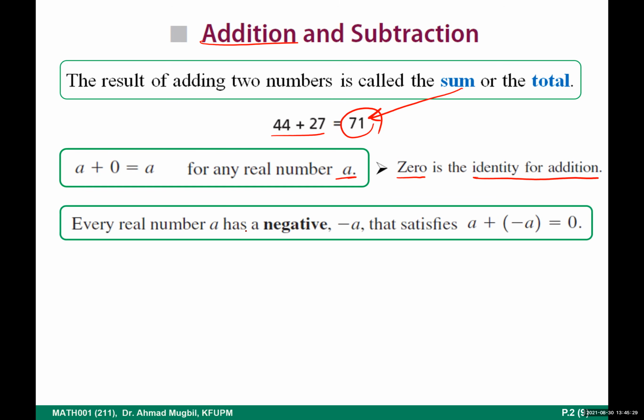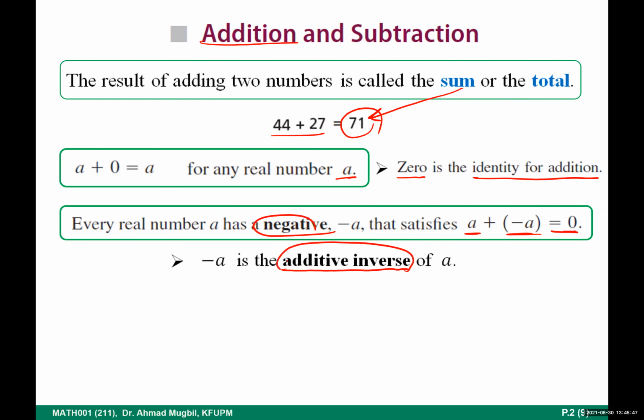Every real number a has a negative. Any real number has a negative. If you add any number to its negative, you will get the identity, which is 0. Negative a is called the additive inverse. So the negative is the additive inverse.